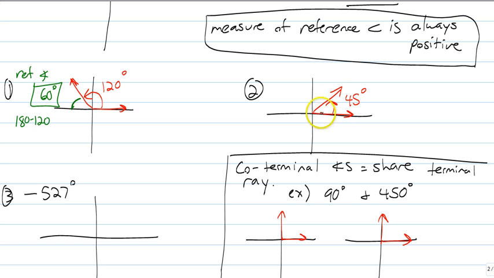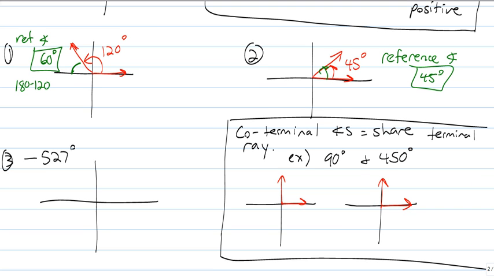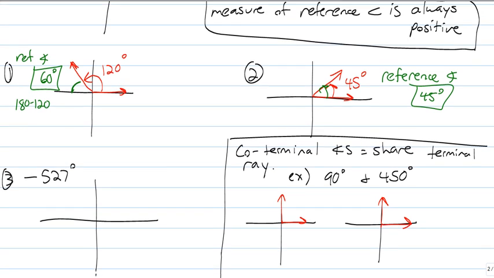Over here, well, again, the definition of a reference angle is that it's measured from the x-axis up to the terminal ray, and it's less than or equal to 90. So, in this case, the reference is the same thing as the angle. The reference angle is 45 degrees because it's also from the x-axis to the terminal ray. If we went this way, that's bigger than 90 now. That's not the reference angle. So when you're in the first quadrant, the reference angle is the same thing as the angle itself.